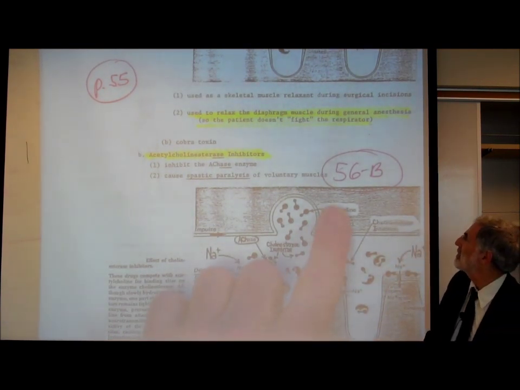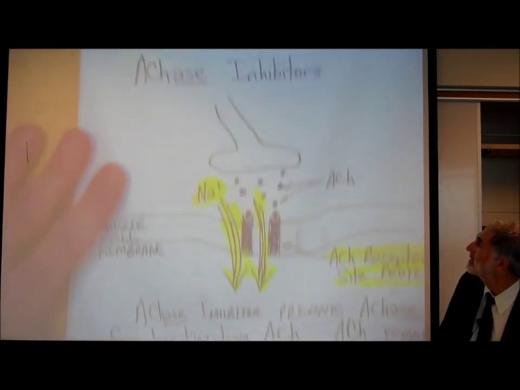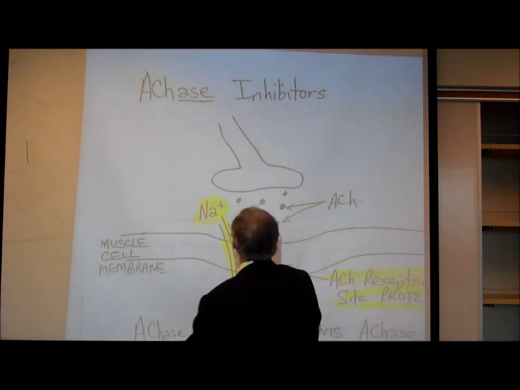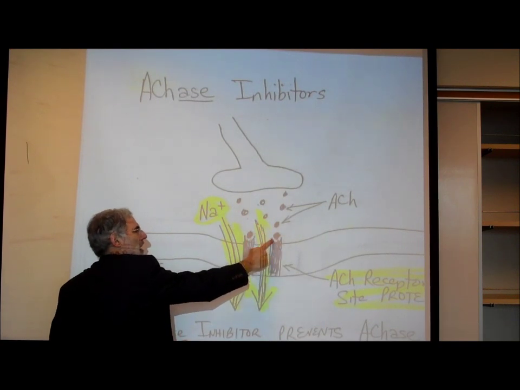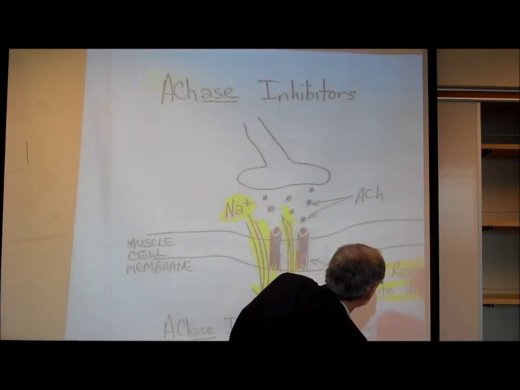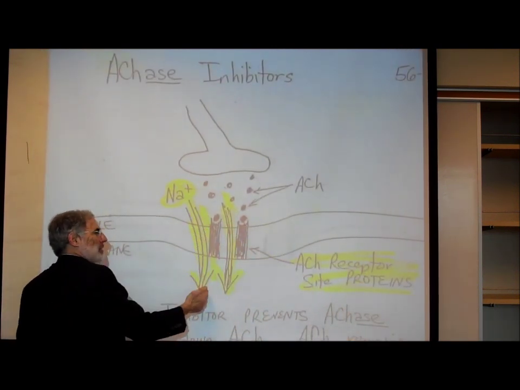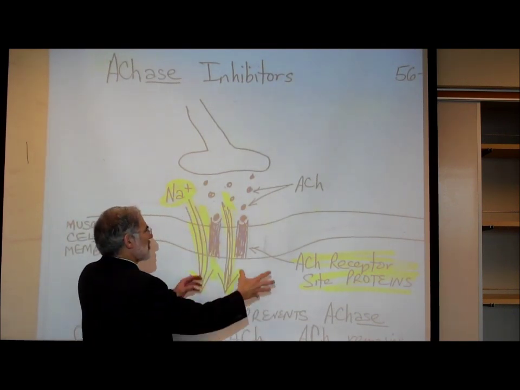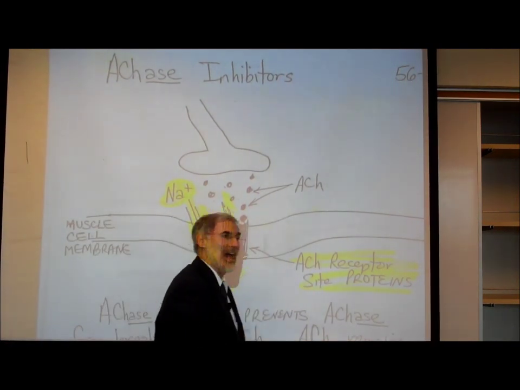Let's show you a picture. I wrote C, page 56B. So let's look at 56B. And oh, another amazing picture here. Okay, acetylcholinesterase inhibitor. So remember, the acetylcholine is being released from the synaptic knob. It binds to the acetylcholine receptor site. That causes an opening up of the sodium channels. The enzyme acetylcholinesterase normally then breaks apart the acetylcholine, the sodium channels close, and the muscle relaxes.